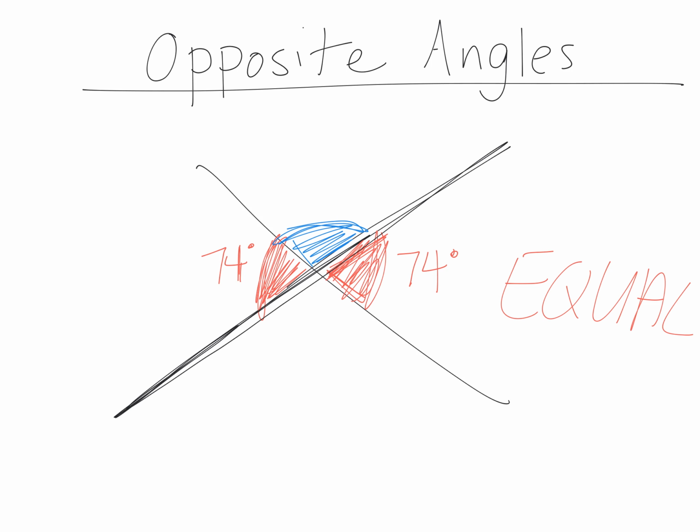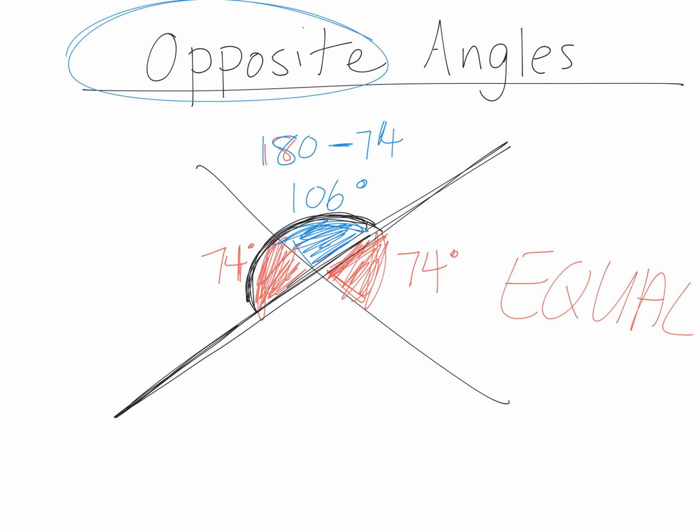What do those two angles have to add up to? No, these two angles, red plus blue is 180. Good. Yes. So what's the blue angle? 180. What's the blue angle? 180 minus 74, because those two angles have to add up to 180. So if this is 106, we just learned that opposite angles are equal, then this would be 106, which gives you the last rule.